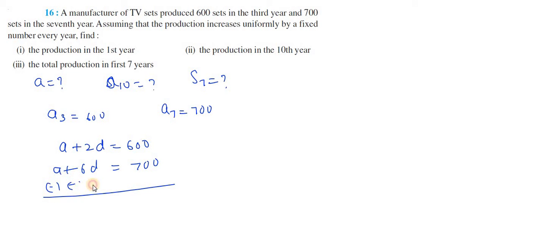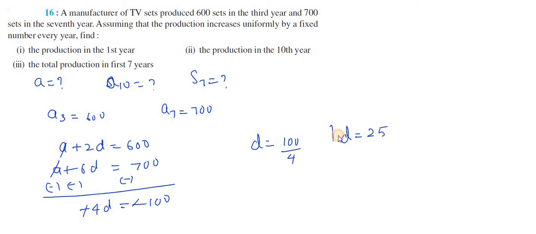So here we can find any one of the values, either A or D. I'll find D here. So A and A get cancelled. So 2D minus 6D is minus 4D, which is equal to minus 100. Minus minus get cancelled. So D is equal to 100 divided by 4. So therefore D is equal to 25.